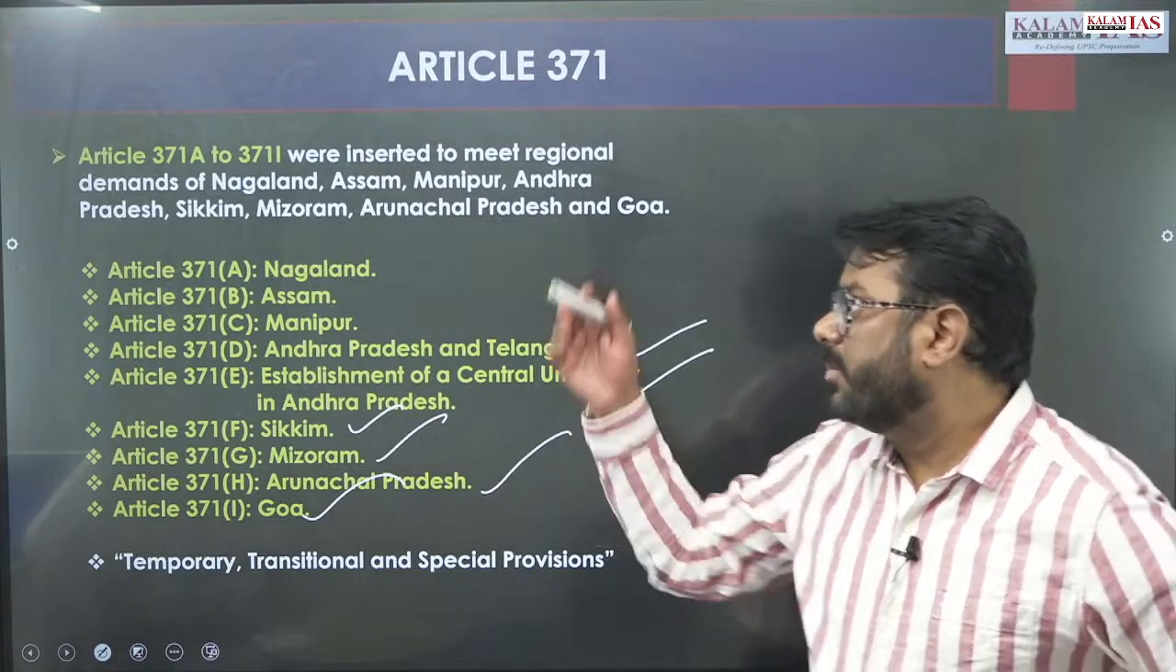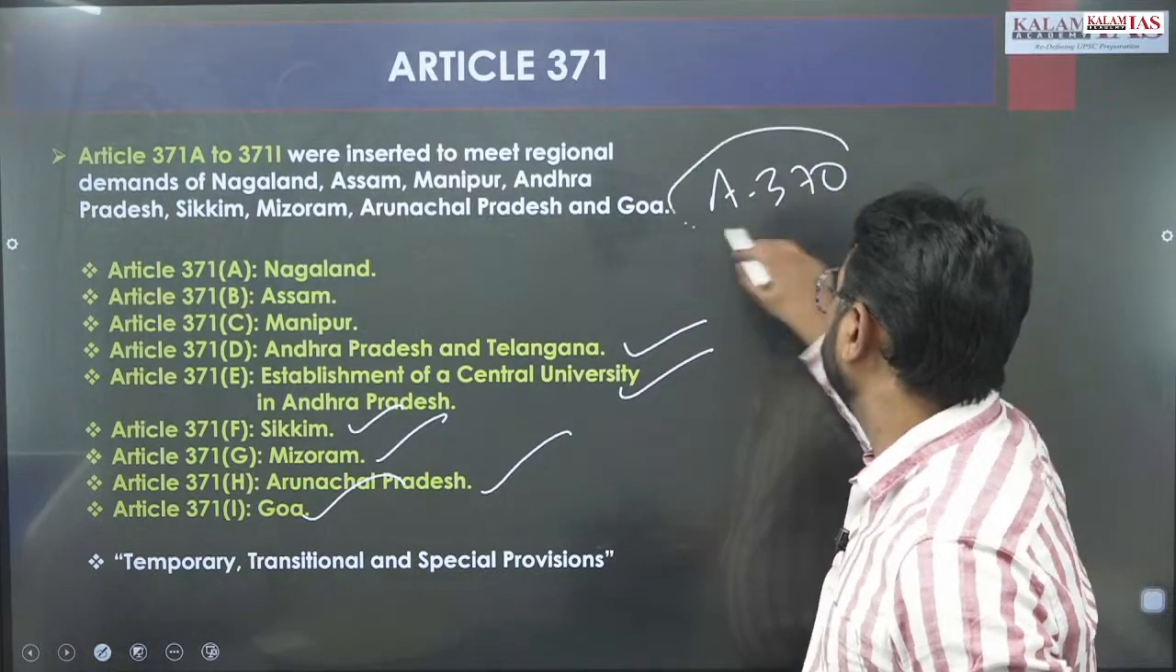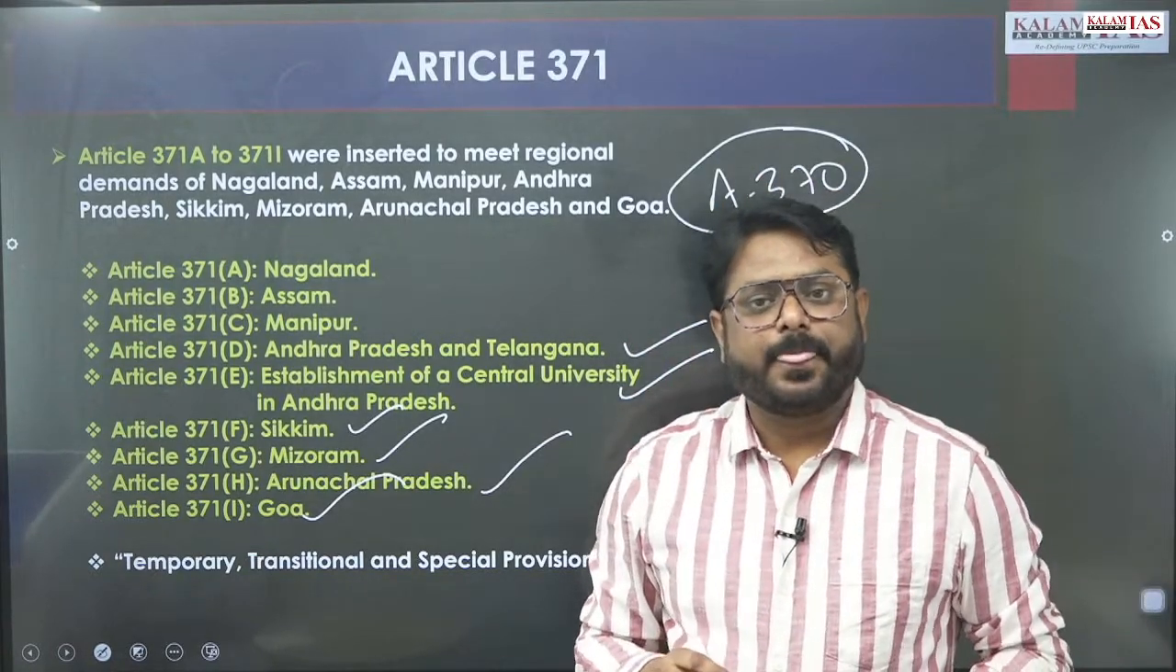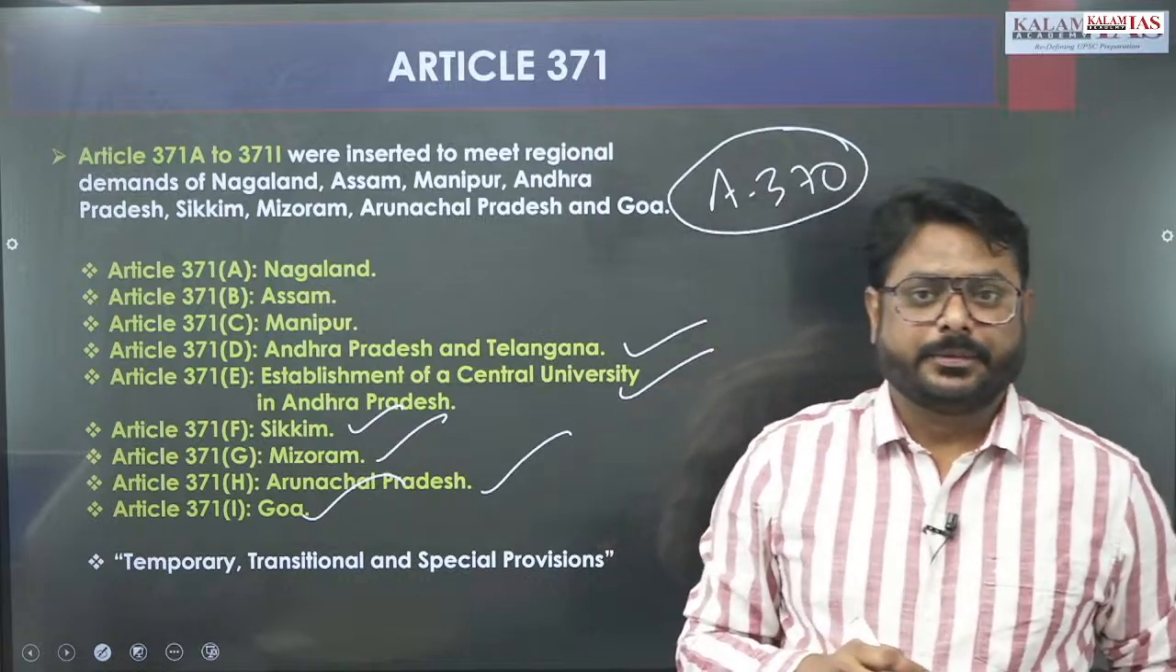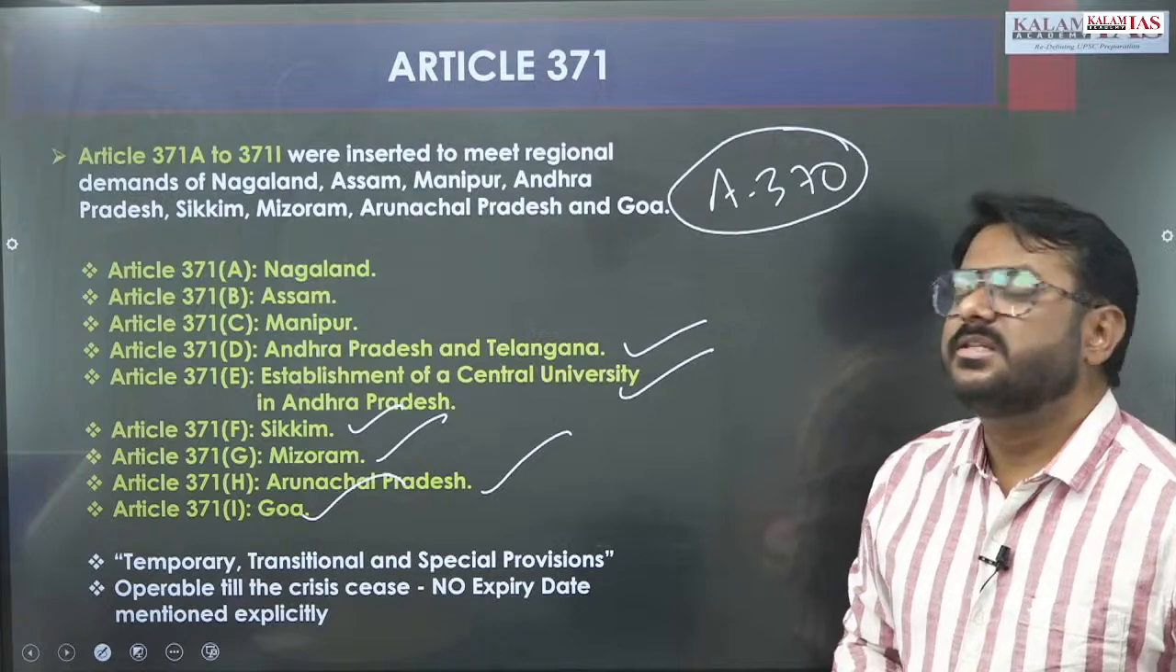Right, these are temporary, transitional and specific provisions, special provisions which have been provided. So these are not permanent, as we have seen that Article 370 of the Constitution, right, that has been abrogated. So it operates till the crisis ceases.